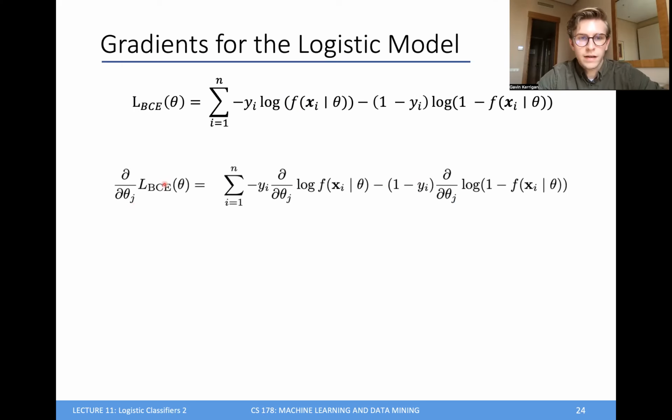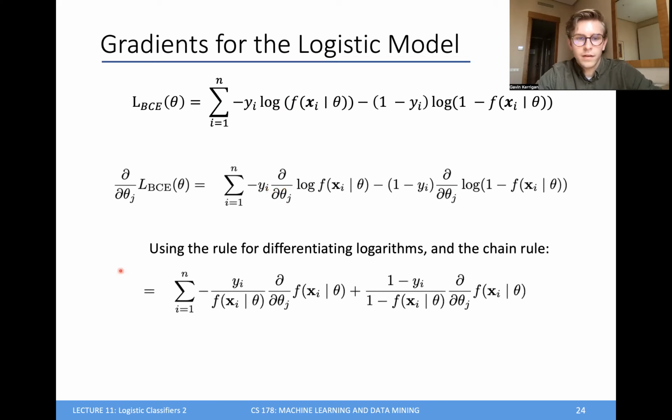What I can do is take this derivative and pull it into my sum. For all intents and purposes, these y_i's are constant with respect to the model weights theta. The true labels y_i don't depend on what I have in my model, so they're constant with respect to this derivative. So I can pull this inside a little bit. And of course, it also appears here.